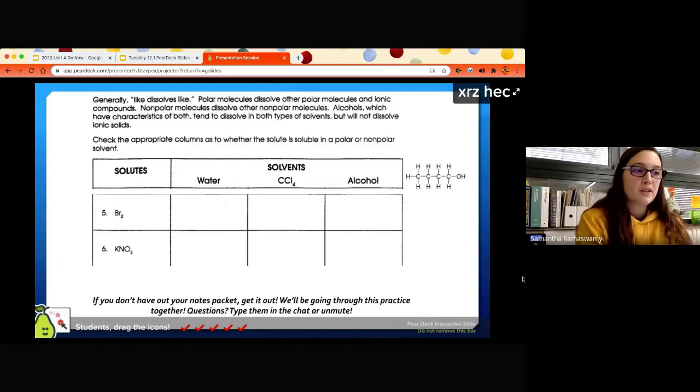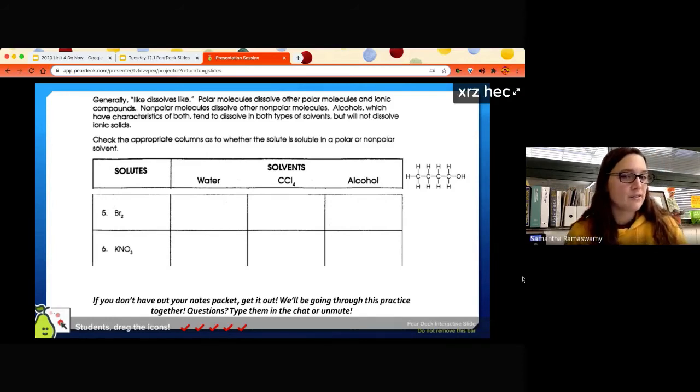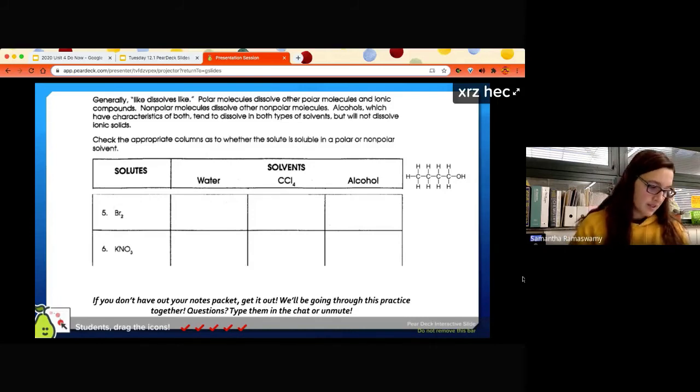Yeah, so Br2 is nonpolar. So remember that nonpolar solutes will dissolve in nonpolar solvents and alcohols. So Br2, you should check mark CCl4 and alcohol. KNO3 is ionic. Ionic will only dissolve in polar substances. So KNO3 will only dissolve in a polar substance like water. So for KNO3, you want to make sure that you have your check mark under water.